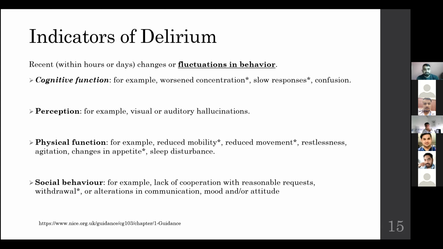So the NICE guideline says indicators of delirium are a recent change in behavior or cognitive function, like worsened concentration, slow response, and confusion; perception fluctuation, like visual or auditory hallucinations; and physical function changes, like reduced mobility, reduced movement, restlessness, agitation, changes in appetite, and sleep disturbance, which should be looked out for.